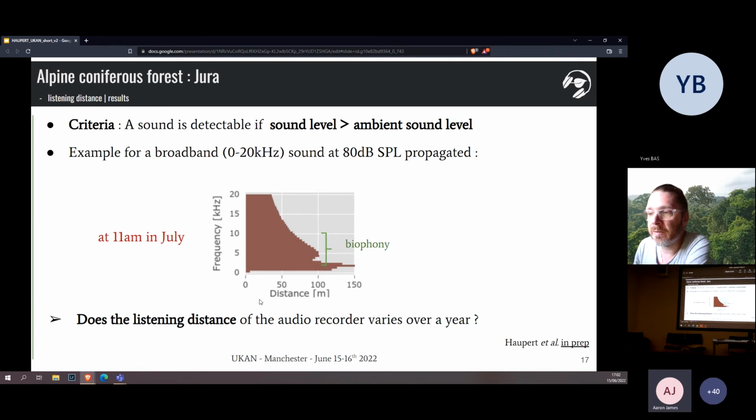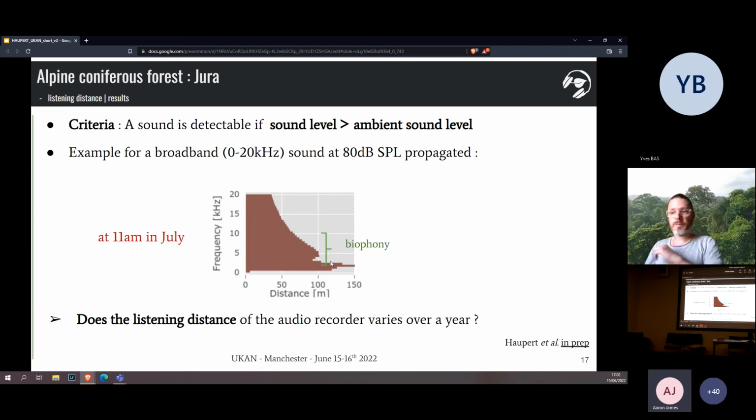The minimum listening distance is 5 meters for frequencies below 500 Hertz, while the maximum is 150 meters for frequencies around 2 kilohertz. You can also observe that there is no unique listening distance corresponding to the biophony. The distance varies between 60 meters and 150 meters, depending on the frequency.